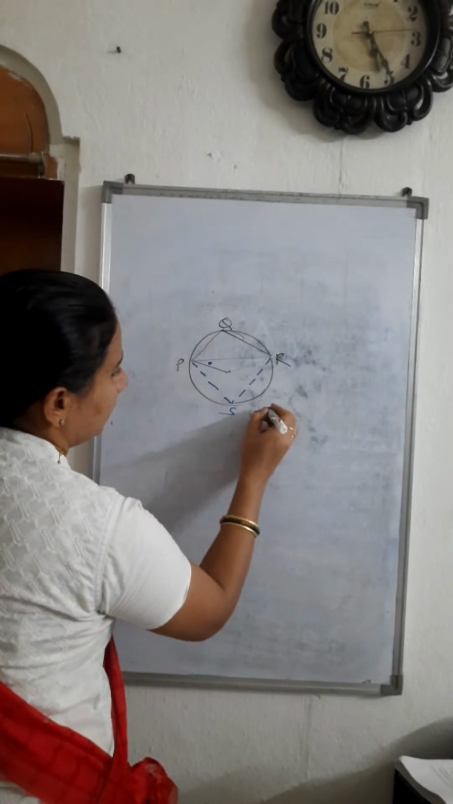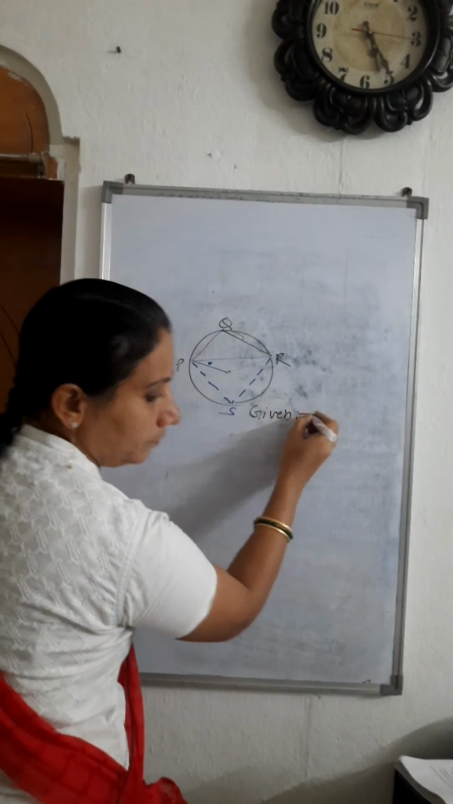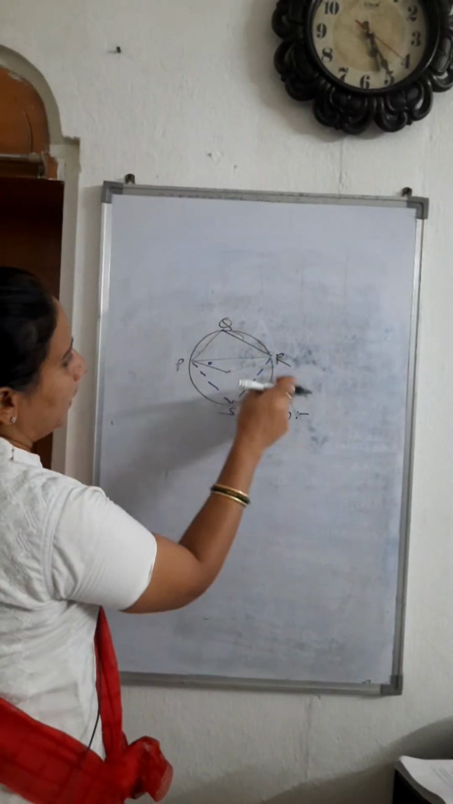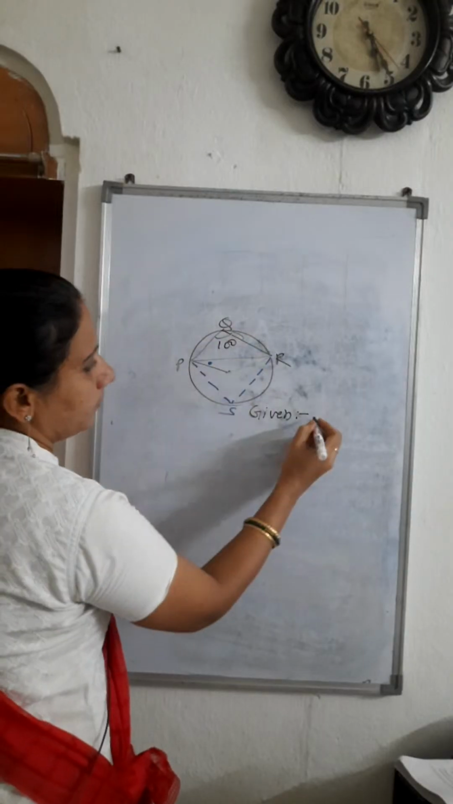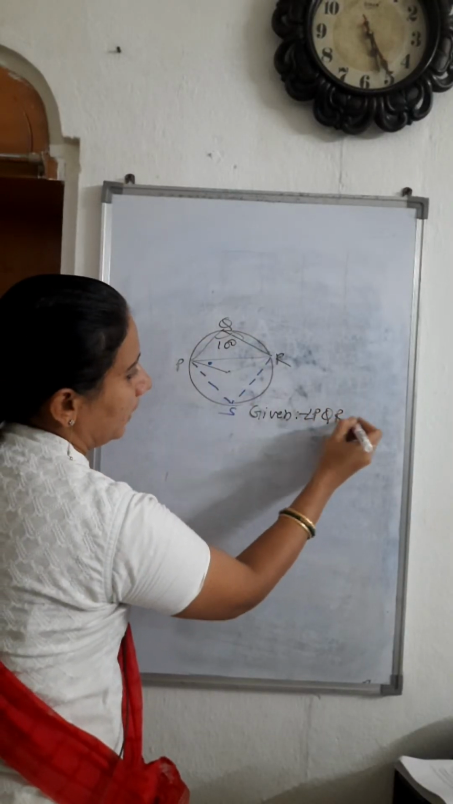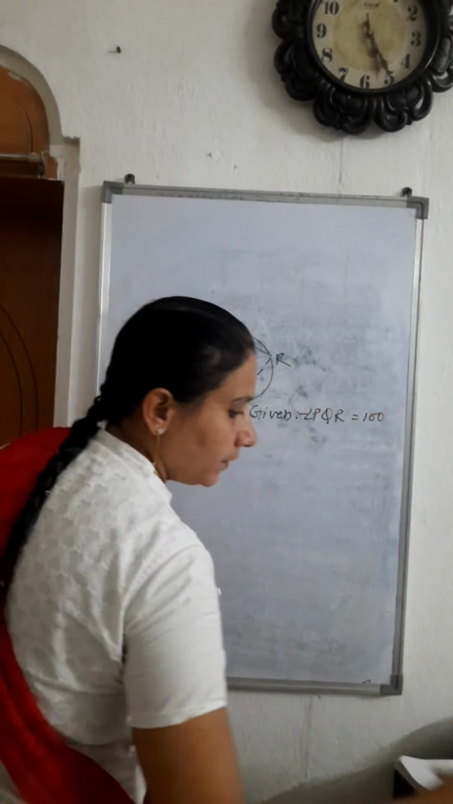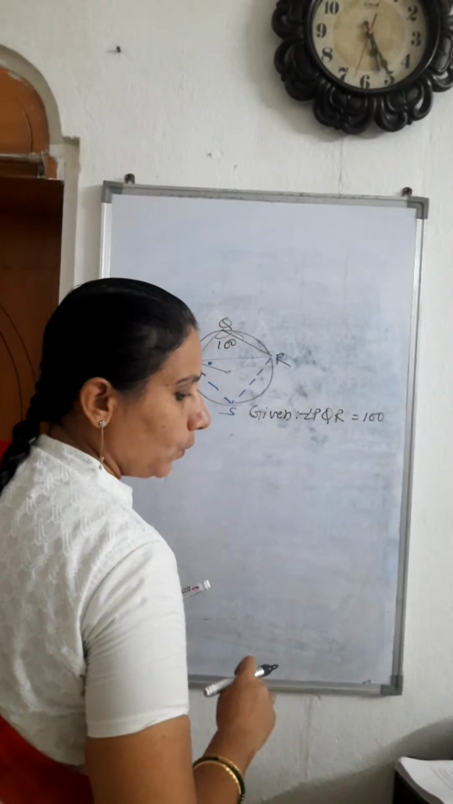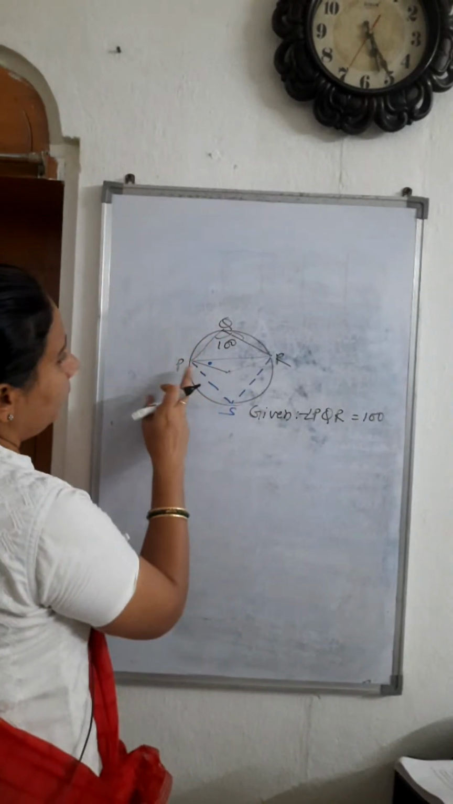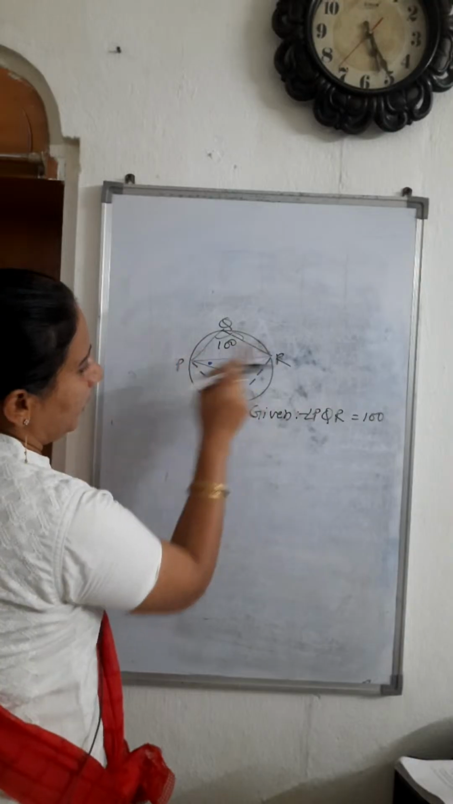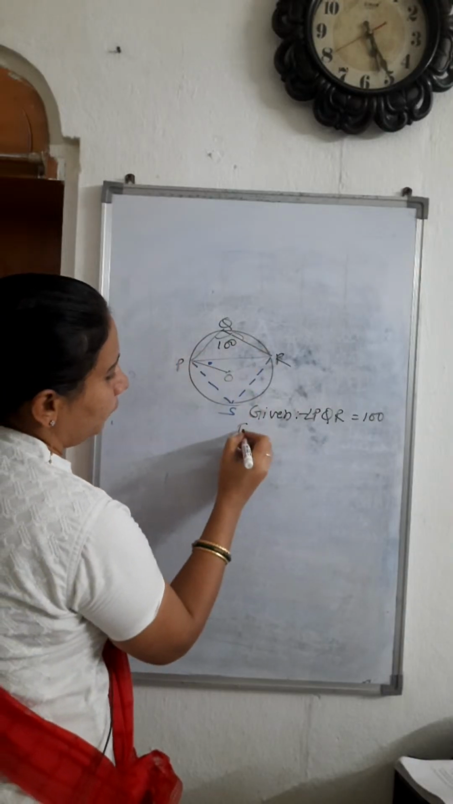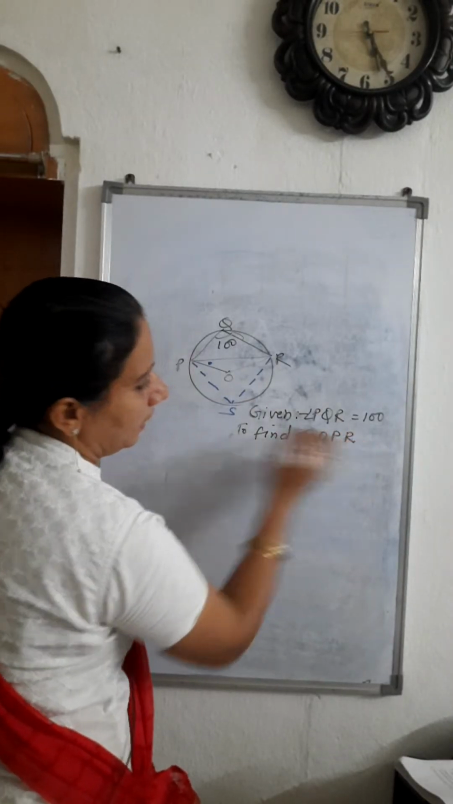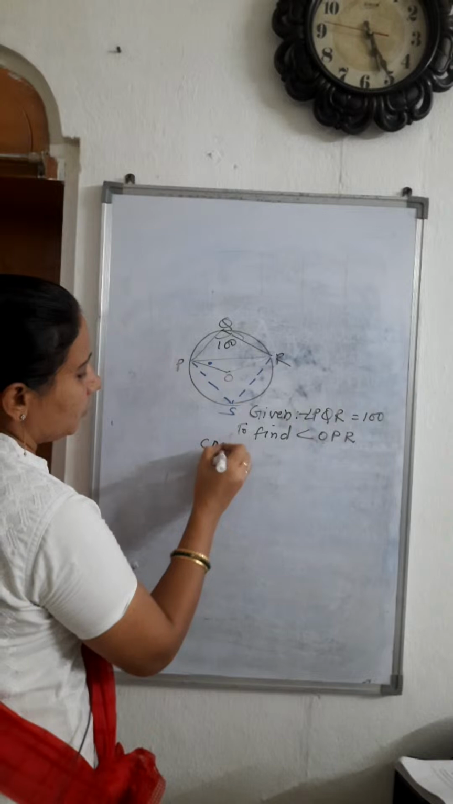So let's go through with the given part. Here it is given: angle PQR is 100. Where P, Q, R are the points on the circle with center O, find OPR. We need to find OPR. This angle we need to find, angle OPR.